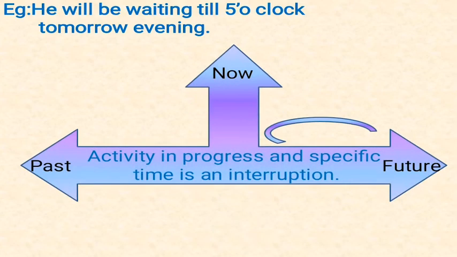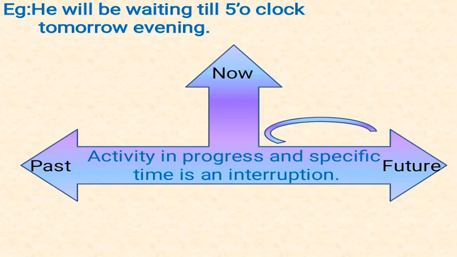Now, looking at this example, we can clearly understand the timeline of the future continuous tense. He will be waiting till 5 o'clock tomorrow evening. So, as I have already told you, future continuous tense talks about an activity in progress and a specific time as an interruption. Is it not? So, he will be waiting till 5 o'clock tomorrow evening.